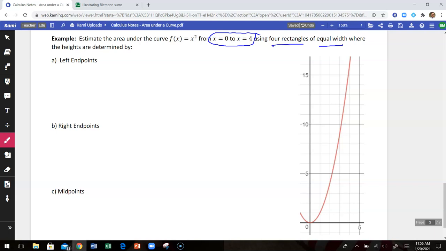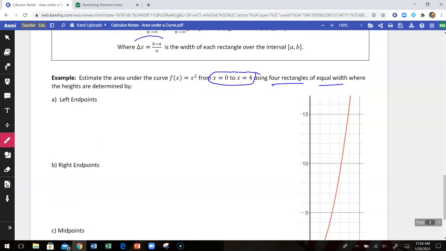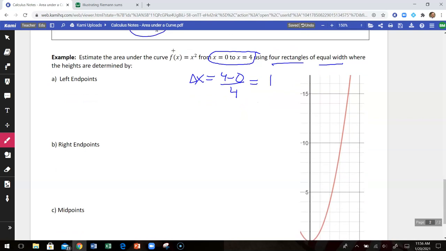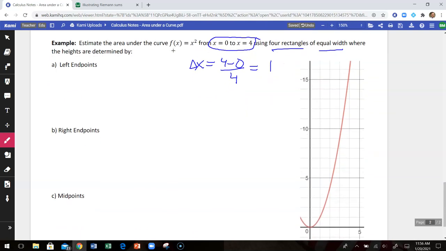Okay, so if I go from 0 to 4, and I use 4 rectangles, the width of each one of those, using this formula right here, which should be pretty easy, should be kind of self-explanatory. The width of each one of these, delta x, is going to be 4 minus 0 divided by the number of rectangles that I want, which means my rectangles would all have a width of 1. And that should make sense. If you go from 0 to 4 and use 4 rectangles, they are all going to have a width of 1.